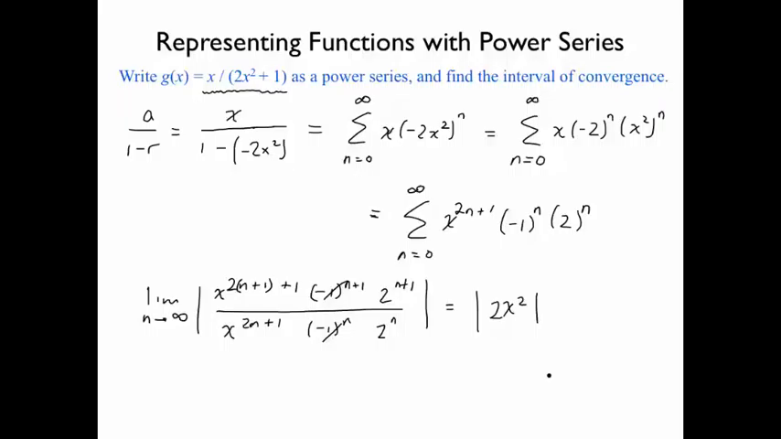Did I do the math right? I get a 2 from this, and I get an x squared from this, because this is going to be 2n plus 3, meaning 2 more x's multiplied together in the numerator than in the denominator, leaving me x squared. So we want to find the x for which 2x squared is less than 1. When is x squared between negative 1/2 and 1/2? Other way around.